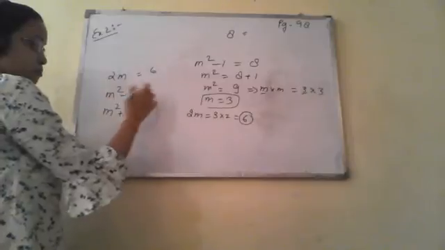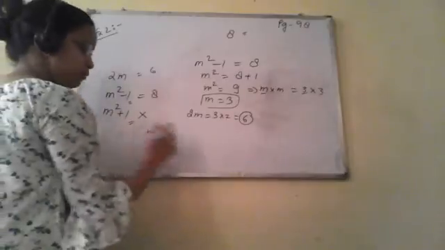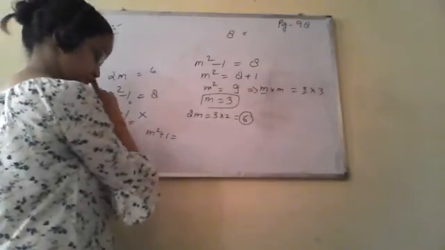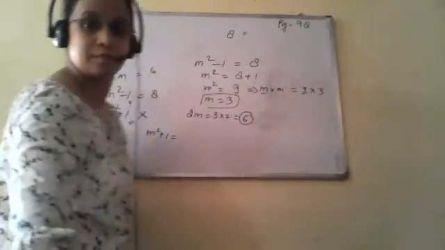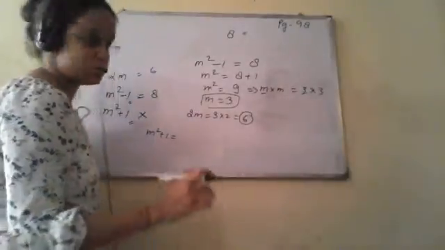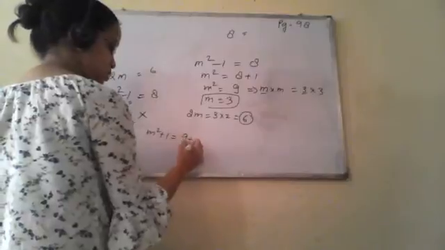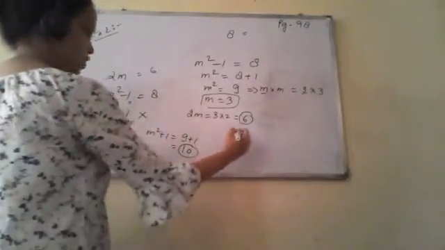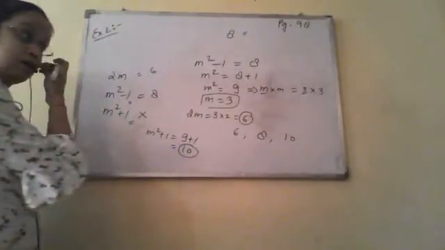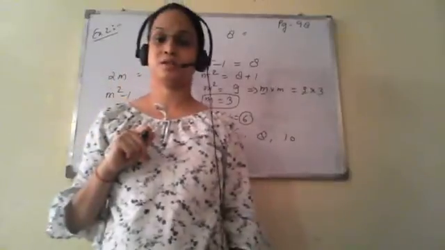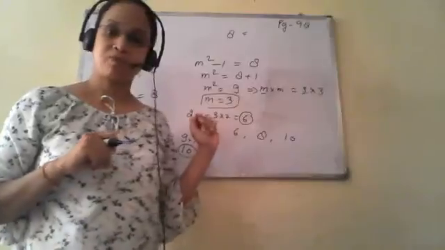Value of m square minus 1, that is 8. And the value of m square plus 1 is, m square was 9, 9 plus 1, that is 10. Okay. So we have 6, 8 and 10. Now they said 8 is the smallest number. In this case 8 is not the smallest number. Smallest number is 6. Okay.